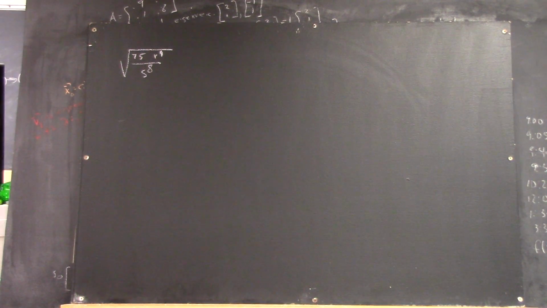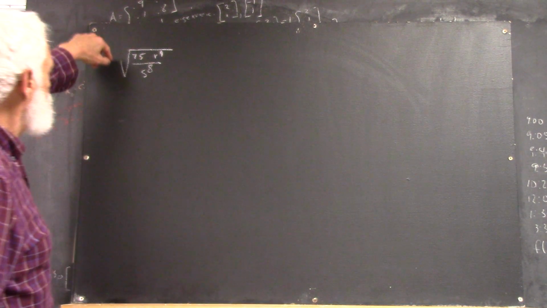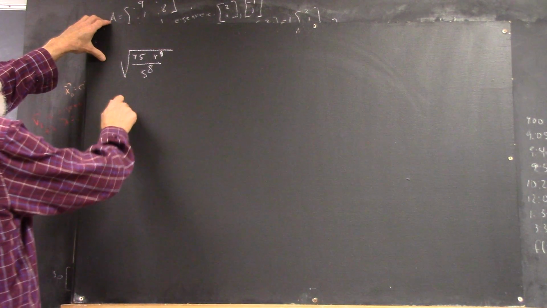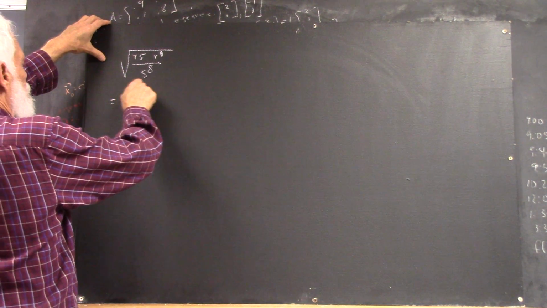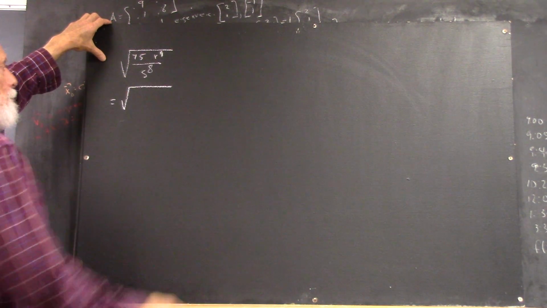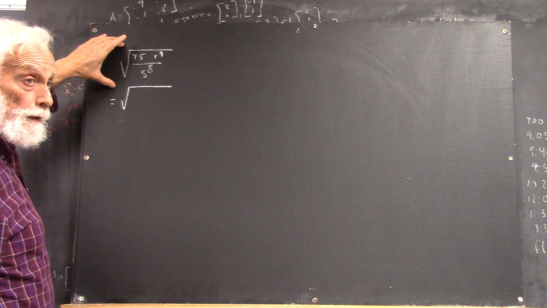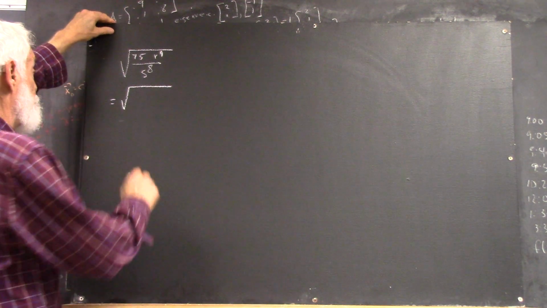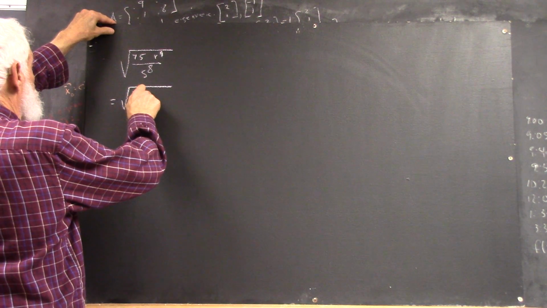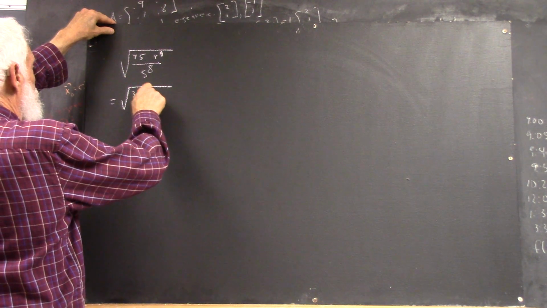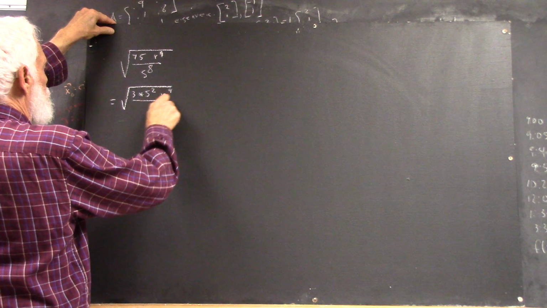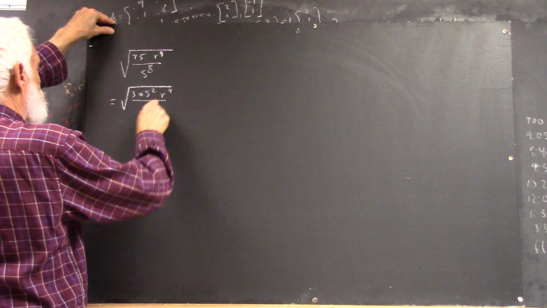Okay, so we want to simplify this: the square root of 75 r to the 9th over s to the 8th. We simply write down what we have here, replacing 75 by its prime factorization. We factor the 75. So that's 3 times 5 squared times r to the 9th over s to the 8th.